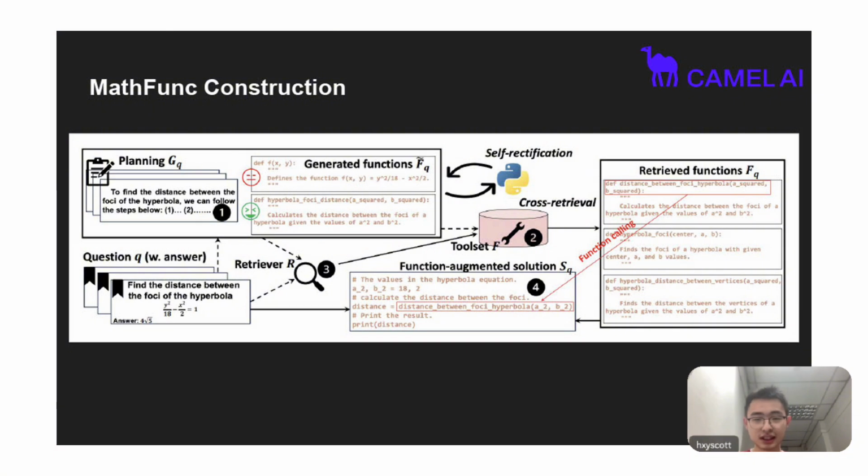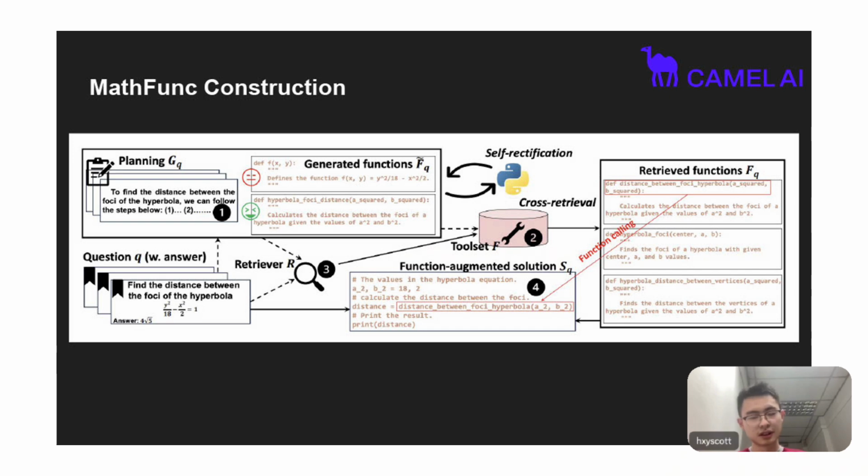Sure. So is the generated function used to solve the problem, or is it only used for retrieval? Right now they're trying to do synthetic data generation, and the generated function serves as one of the data points in the data, and it will be retrievable later by other questions that share a similar topic, for example.